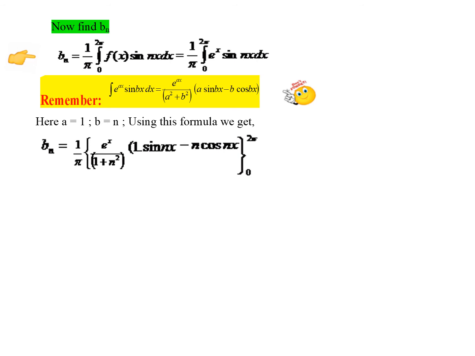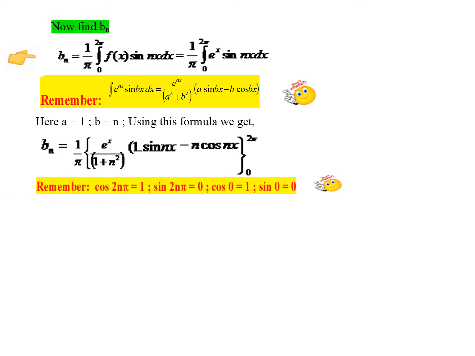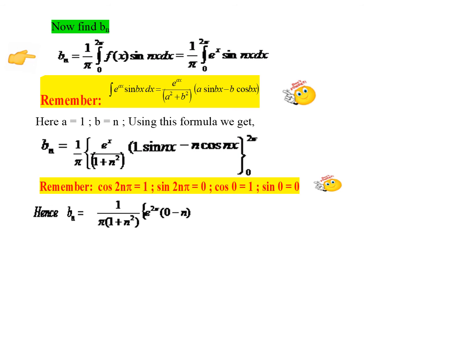So just remember, we are replacing a equal to 1 and b equal to n, and we need to apply the limit 0 to 2 pi. Before applying the limit, this is what we have to remember: cos 2n pi is 1, sin 2n pi is 0, cos 0 is 1, sin 0 is 0. Hence, what's going to be the value of bn? 1 by pi, 1 plus n squared into the upper limit e power 2 pi.